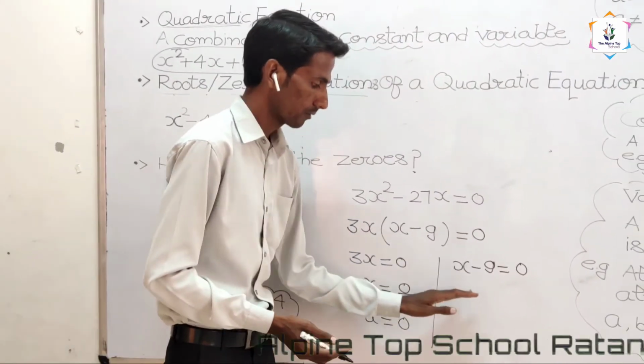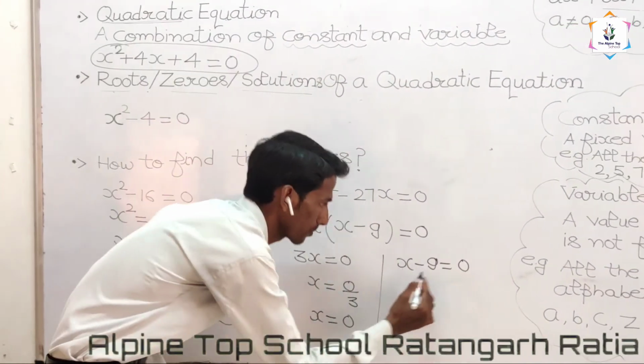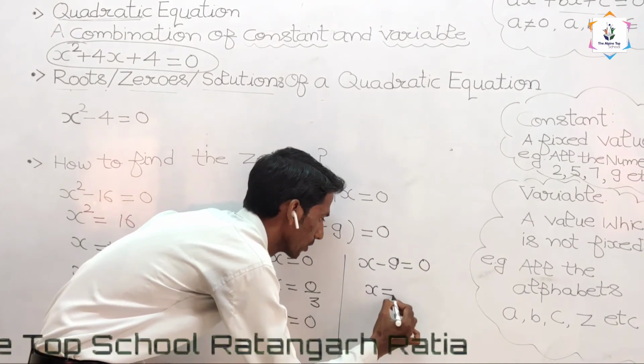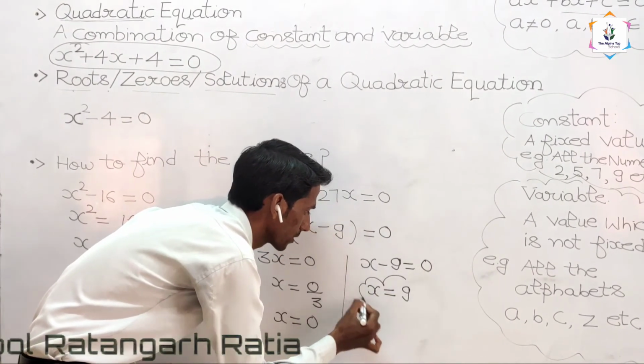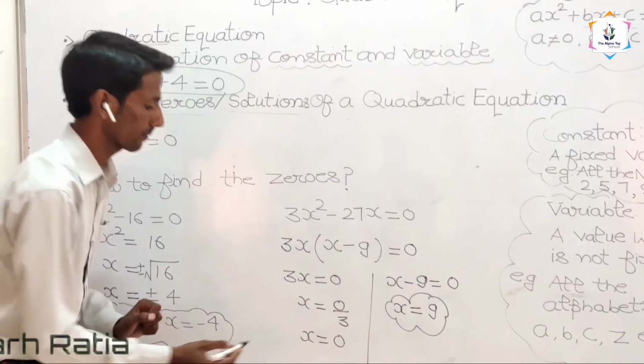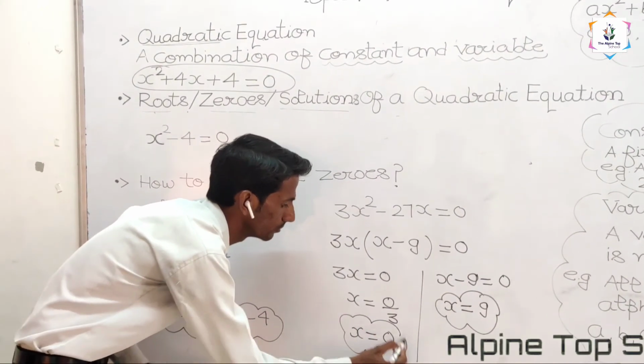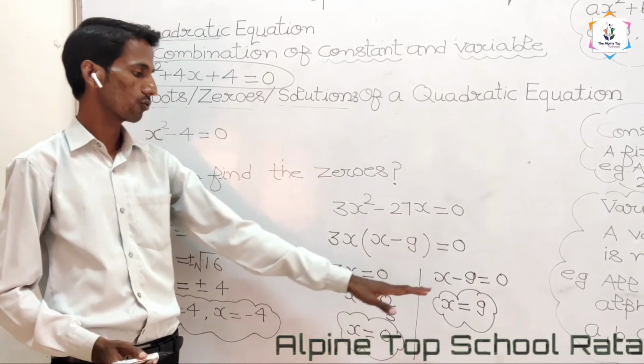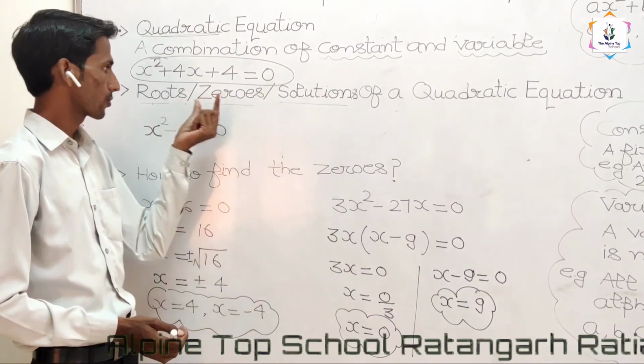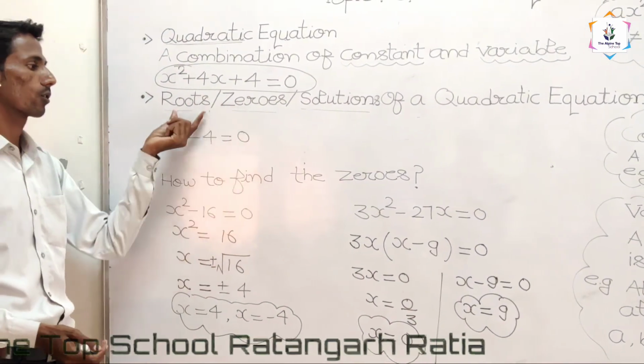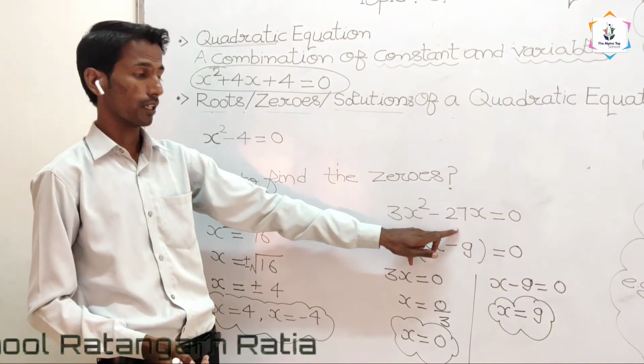Now we can find the second. x minus 9 is equal to 0, x is equal to positive 9. Here students, x is equal to positive 9 and x is equal to 0. These two values are the solutions, zeros or roots of the given quadratic.